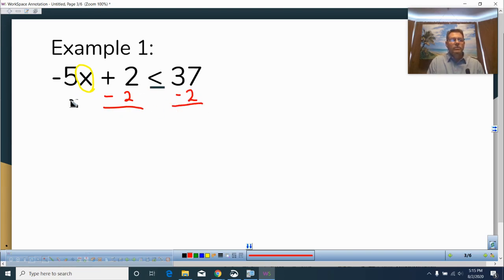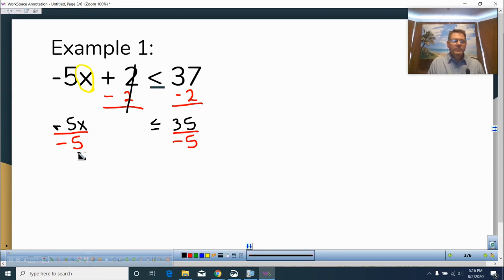Okay, don't do the 5x because they're not like terms, right? And so let's go across here. -5x, these cancel to 0, and that's less than or equal to 37 minus 2, that is 35. Again, to get x by itself, we've got to get rid of -5. The opposite of multiplying times -5 would be dividing by -5. And what we do to one side, we always do to the other. Multiply and divide all the way through.